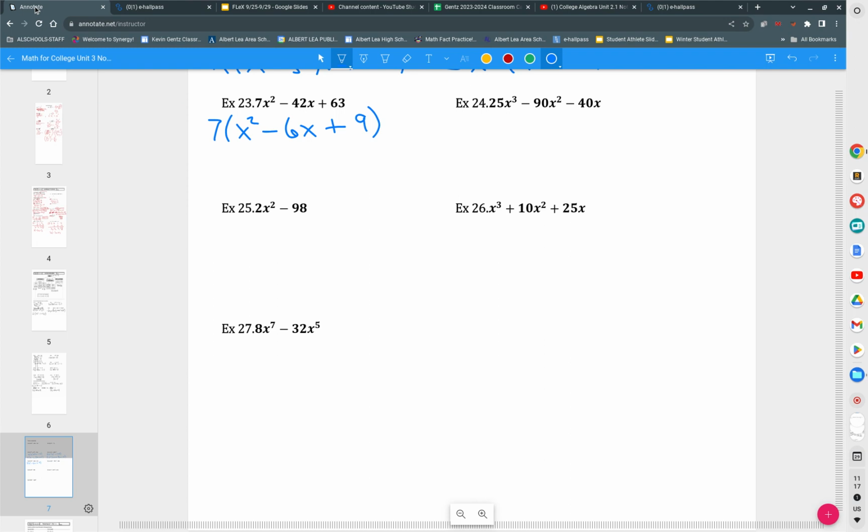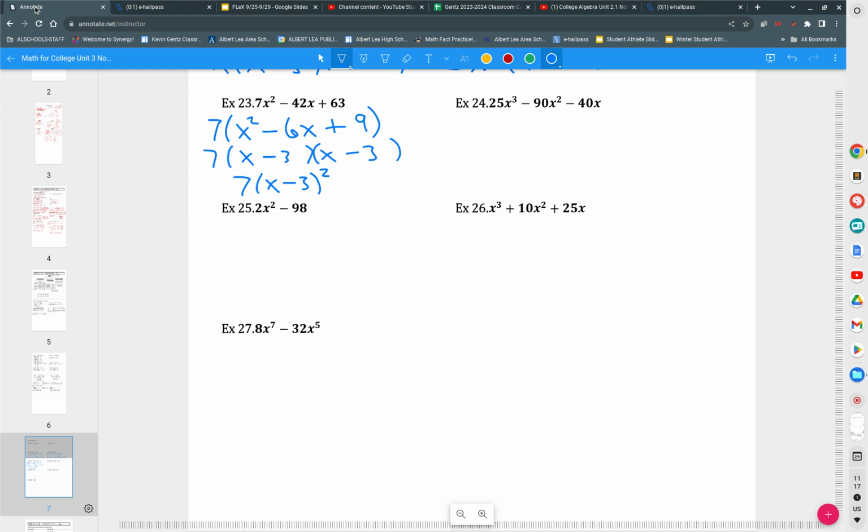Okay, hopefully you took out the first factor. Got 7 times x squared minus 6x plus 9. How does x squared minus 6x plus 9 factor? x minus 3 times x minus 3. So if you have x minus 3 times x minus 3, how else could you write that? Good. x minus 3 quantity squared.